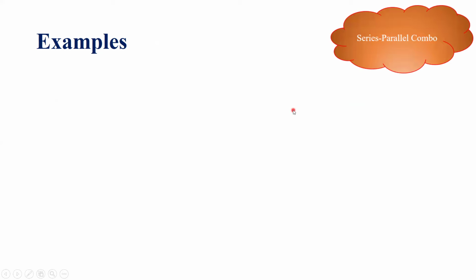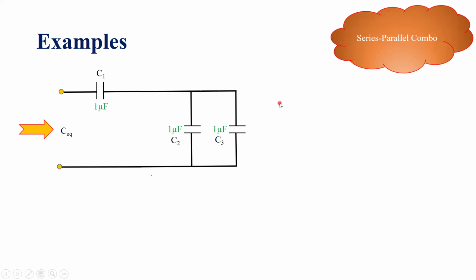Now, how about when the capacitors are connected in a series and parallel combination? For example, you can see this network here. C1 is connected in series with the parallel network of C2 and C3. So we see clearly that C2 and C3 are connected in parallel with each other and C1 is in series with this network. Each of these capacitance values is given here. C1 is 1 microfarad, so is C2 and so is C3.